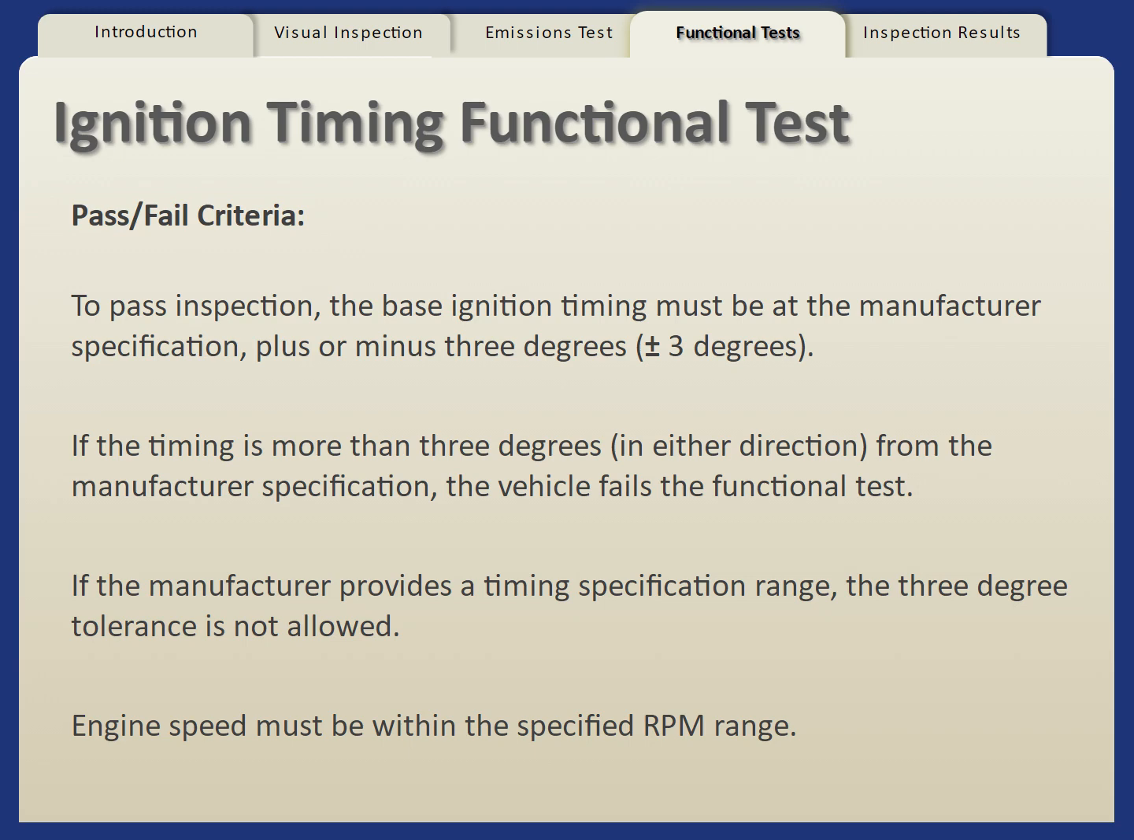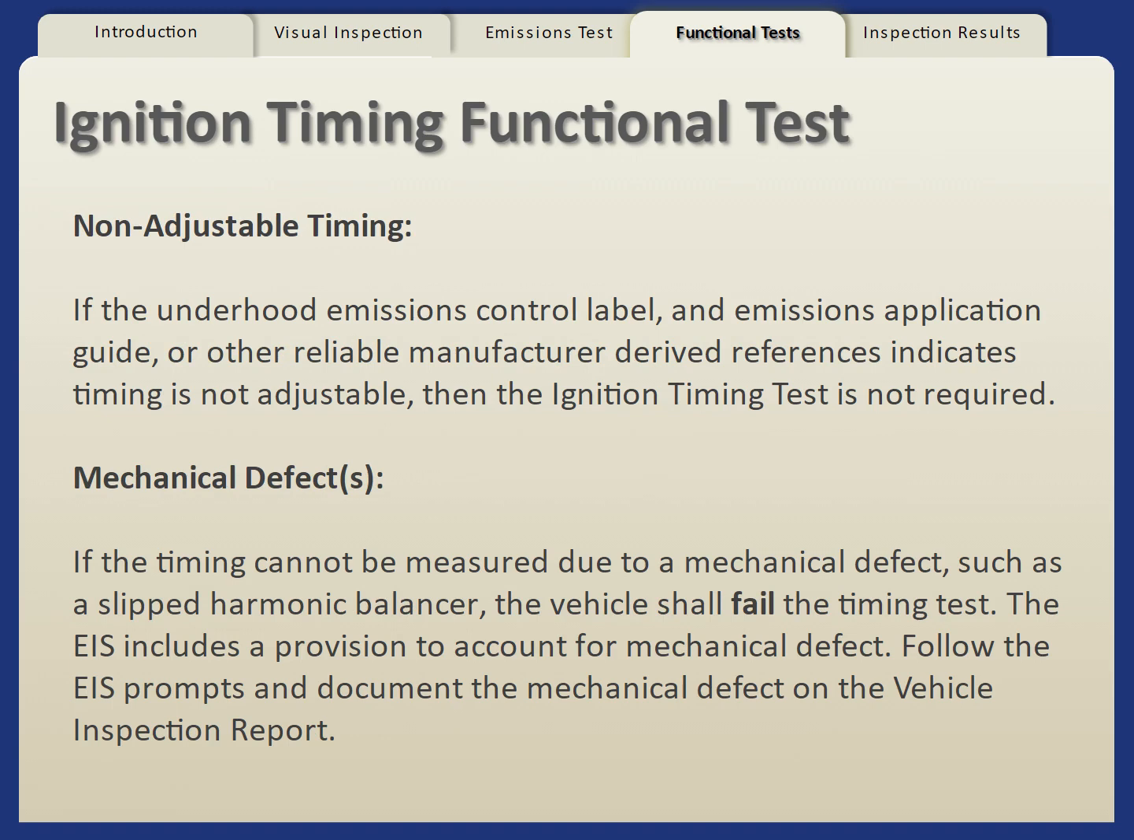Engine speed must be within the specified RPM range. If the underhood emissions control label, an emissions application guide, or other reliable manufacturer-derived references indicates timing is not adjustable, then the ignition timing test is not required.